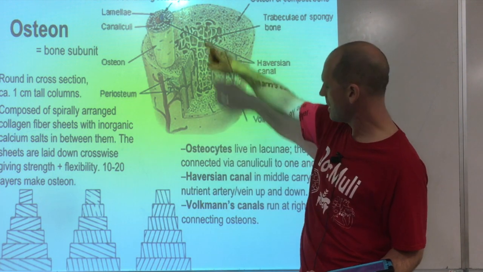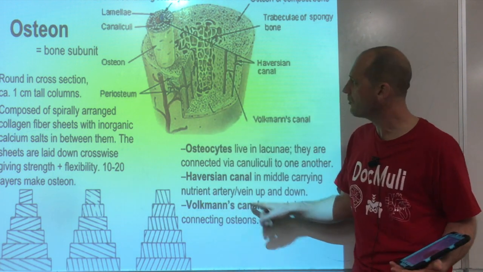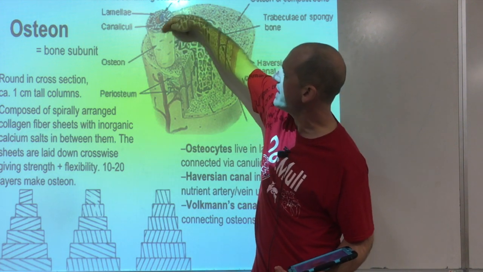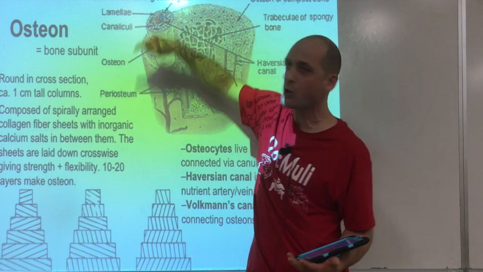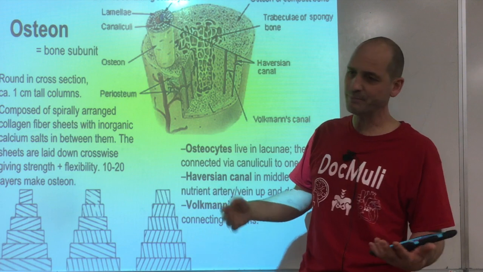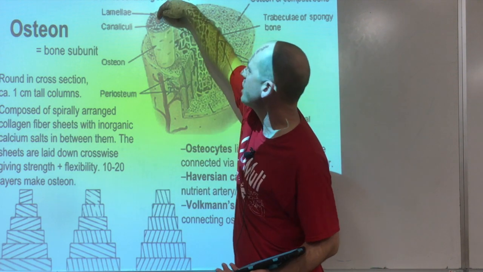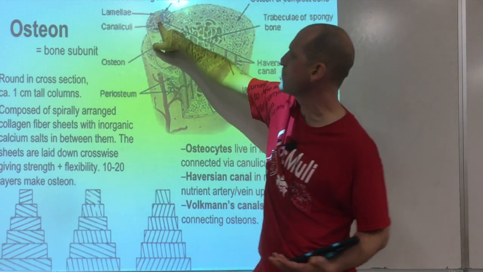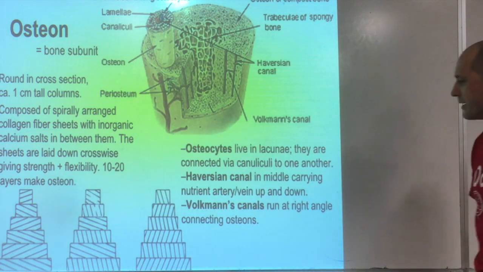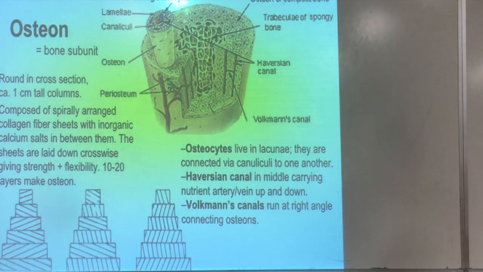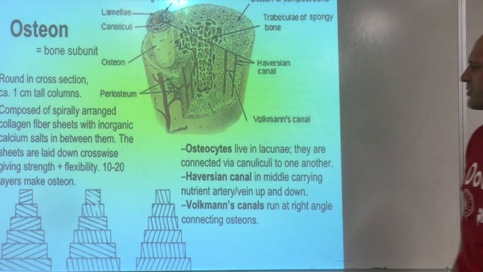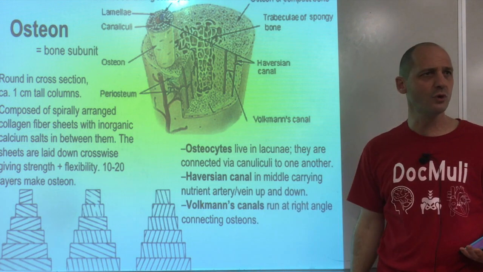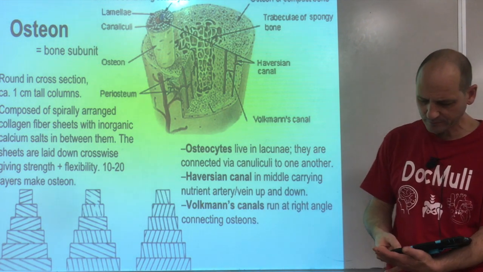So we have Volkmann's canals that run from layer to layer to the different lacunae so they can talk to each other. And then the central canal is the one that goes up and down in the center of each osteon carrying blood supply. I don't think it carries a nerve, but definitely an artery and a vein. So we can get food to those cells. They need to eat.